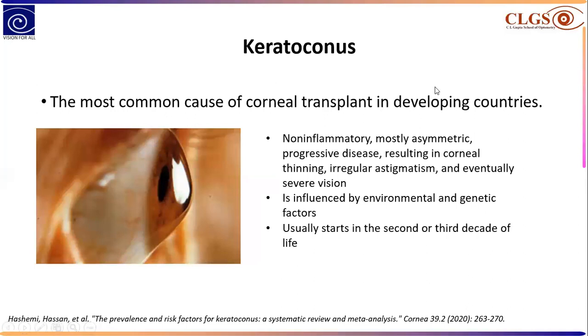There are a lot of factors that have been attributed to keratoconus, which can be described in two main categories: environmental factors and genetic factors. We know less about genetic factors, but we know more about environmental factors that cause keratoconus, like atopic or allergic diseases, rubbing eyes, all those things. It usually starts in the second or third decade of life. So normally you will see a patient reporting keratoconus in their 20s or 30s.